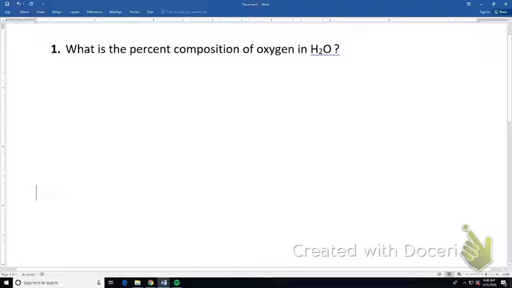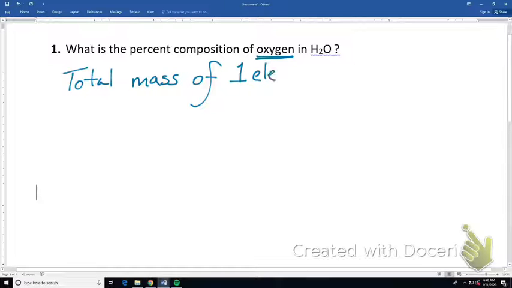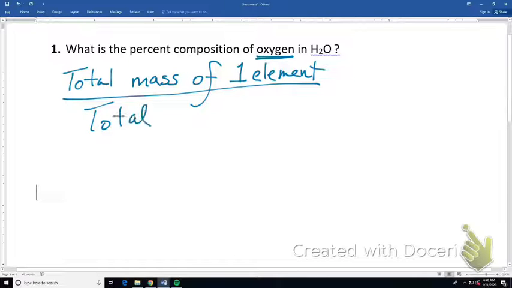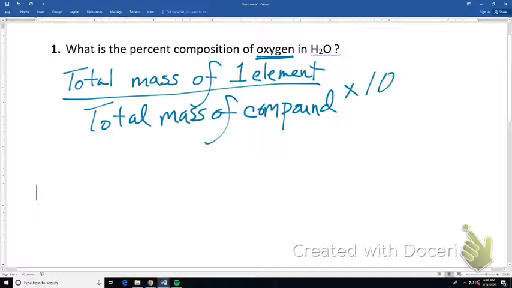First example, what is the percent composition of oxygen in water, H2O? If it only asks for one element, then I only have to figure out the percent composition for one element. But it is the total mass of one element divided by total mass of compound times 100 to get my percentage. All right, so total mass of one element.